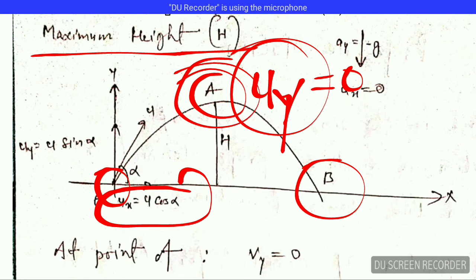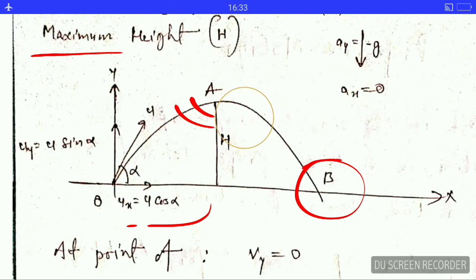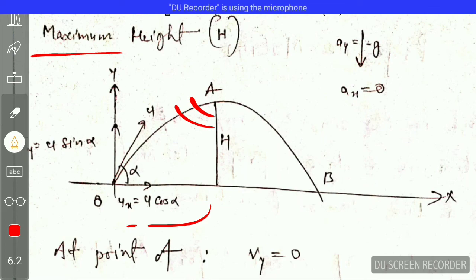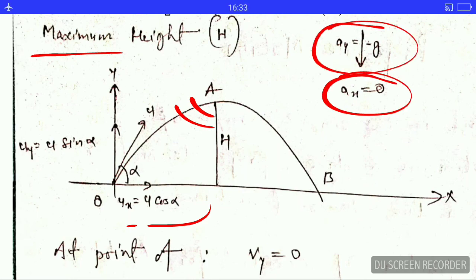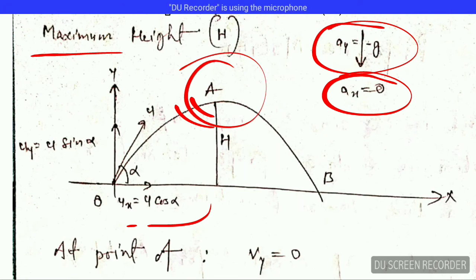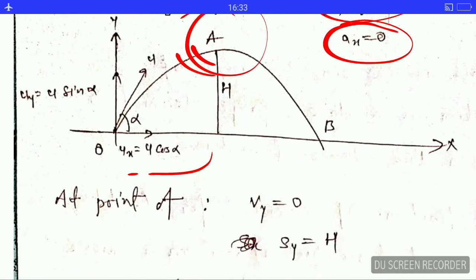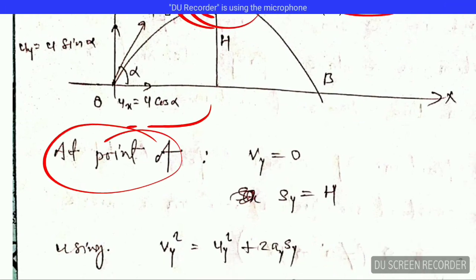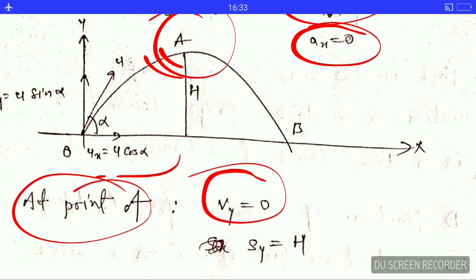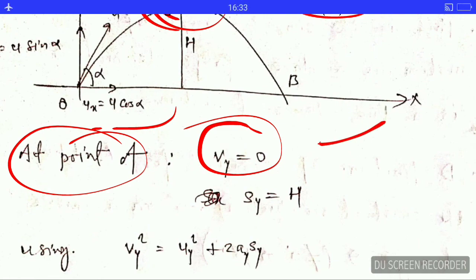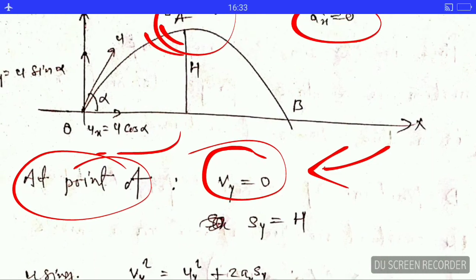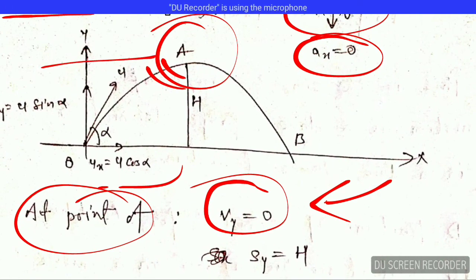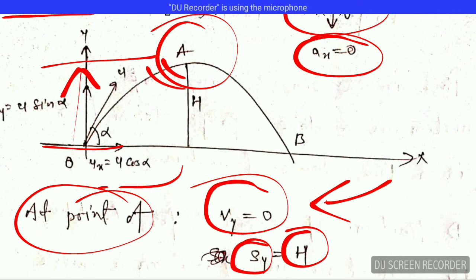But in order to find the maximum height, the most important concept you have to note down is that ax is equal to 0, ay equals minus g, and at this point the y component of the velocity is 0. So at point A, vy equals 0. As I told you, for an instant the velocity becomes 0 in the y direction. Sy, the displacement along the y direction, will be equal to the maximum height.